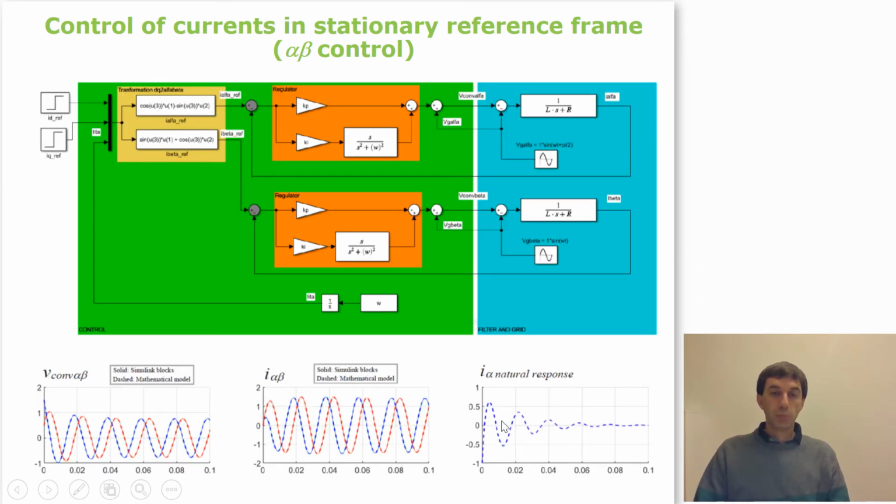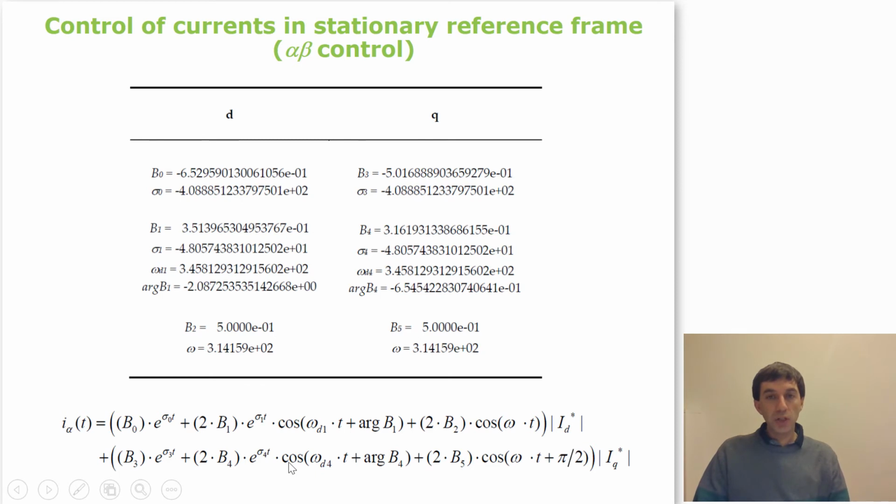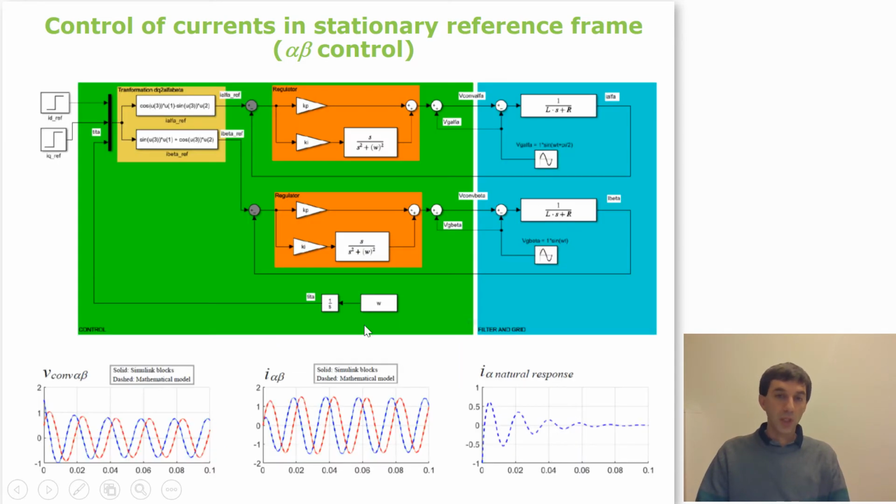So if we plot the voltages of the converter, the currents in alpha beta, and the natural response, for instance, only for the alpha component of the current, and we superpose, we compare both the one given by the Simulink blocks and the one given by these equations, and we have substituted these numbers, we see that we have an exact match. They are exactly the same. So we can say that they are properly validated.